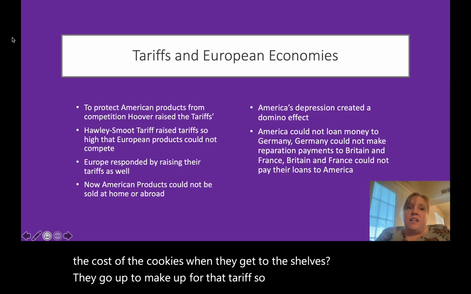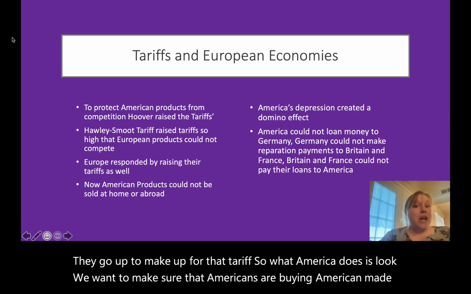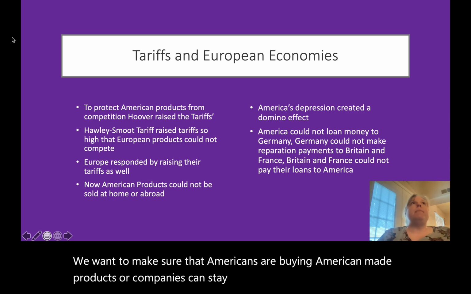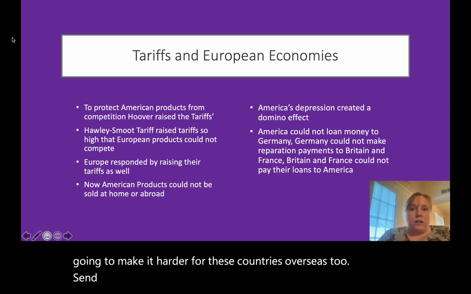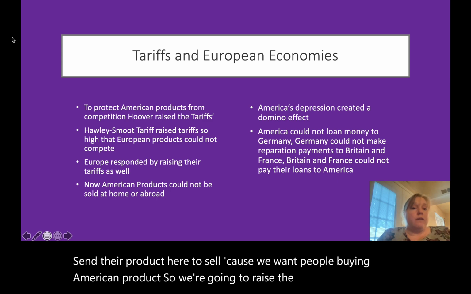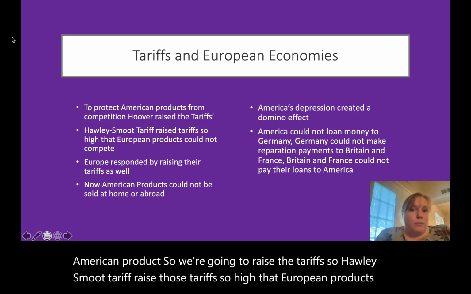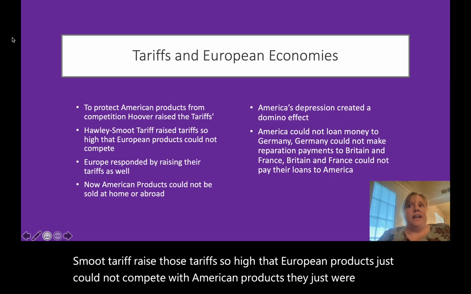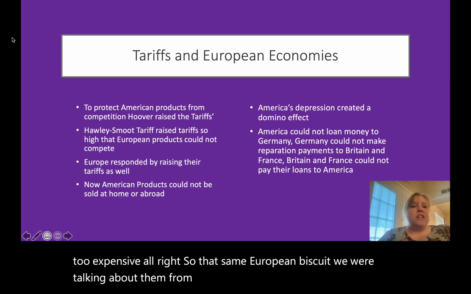So what America does is, look, we want to make sure that Americans are buying American-made products so our companies can stay open. So we're going to make it harder for these countries overseas to send their product here to sell, because we want people buying American product. So we're going to raise the tariff. The Hawley-Smoot tariff raised those tariffs so high that European products just could not compete with American products. They were way too expensive. That same British biscuit is going to cost $10, where the American one only costs $5.